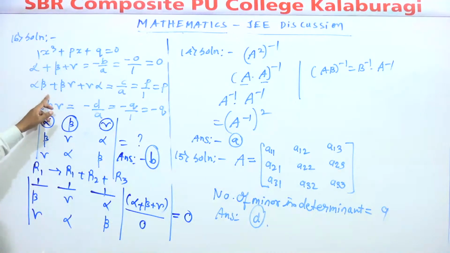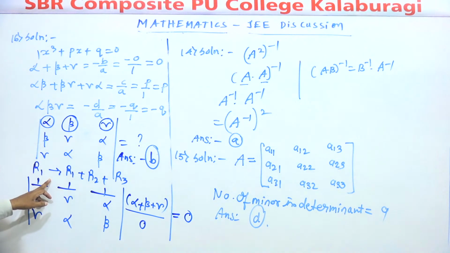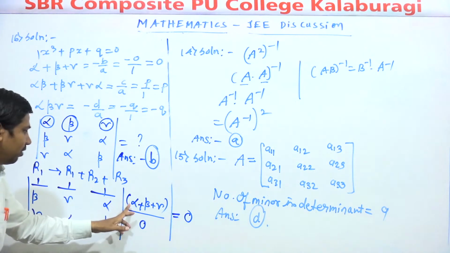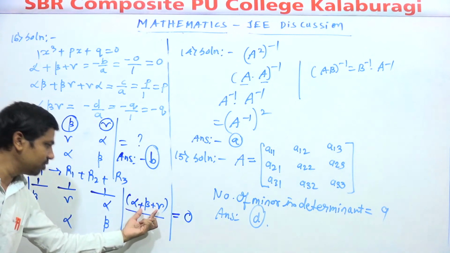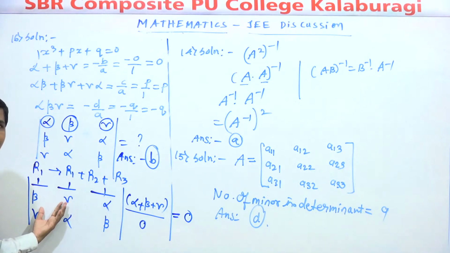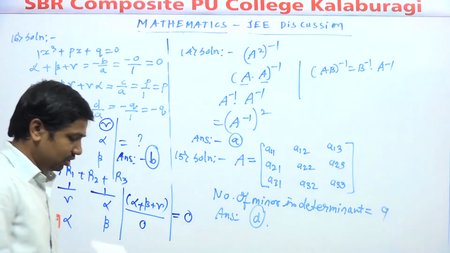So what we applied here: the sum of the roots, the sum of the products of two roots, and the product of three roots, and the operation R1 changes to R1 plus R2 plus R3. Alpha plus beta plus gamma came out common. This is 0, and 0 times any determinant is equal to 0. So the total answer is 0. This was the 16th question.